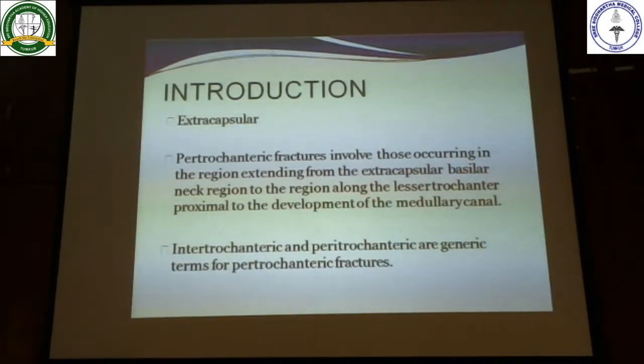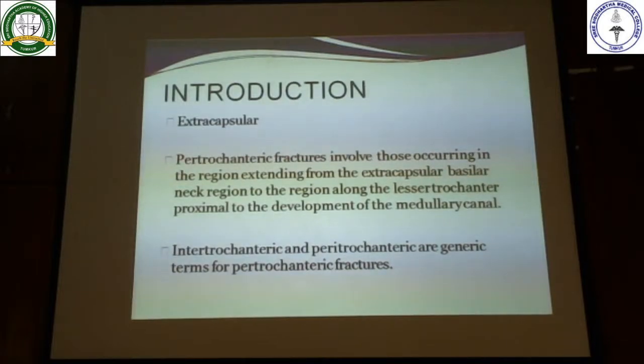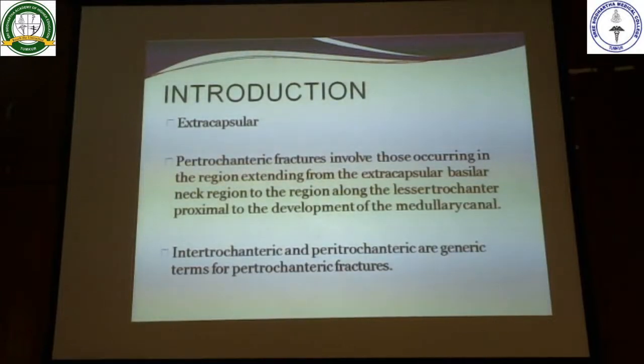So those occurring in the region extending from the extracapsular basilar neck region, like I said, to the region along the lesser trochanter proximal to the development of the medullary canal. That area, that's what we call the intertrochanteric or the pertrochanteric fractures. Anything below that usually goes to subtrochanteric fractures. That is, of course, a different topic. We'll discuss it some other time. So here we'll be discussing only the pertrochanteric fractures.